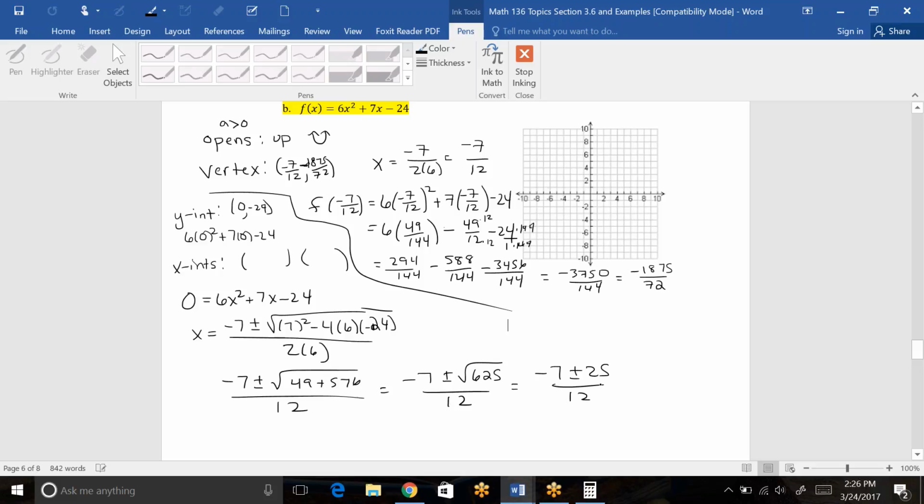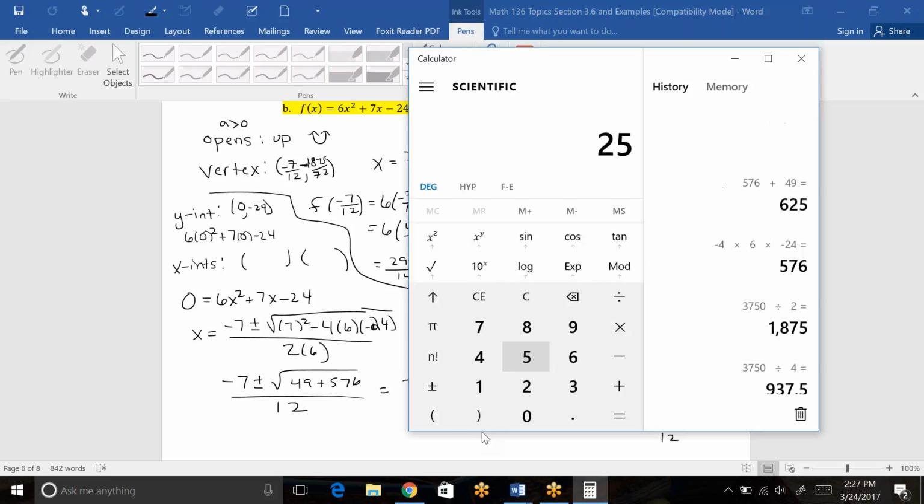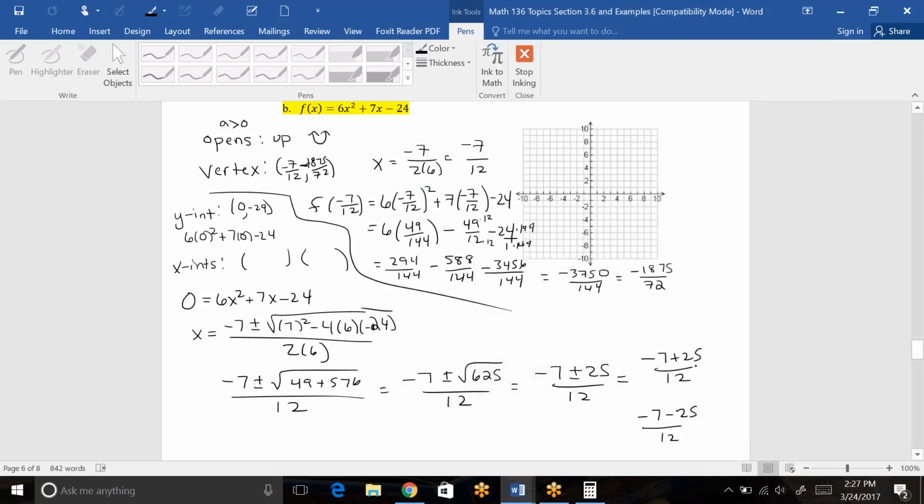So see, this would have factored, but we didn't waste the time factoring if we jumped straight into the formula. And I always do that if they look really complicated to factor. So this would be -7 plus 25 over 12 and -7 minus 25 over 12. So 25 minus 7, and then so that'd be 18 over 12. We can reduce that down. Divide them both by 6, that would be 3/2.